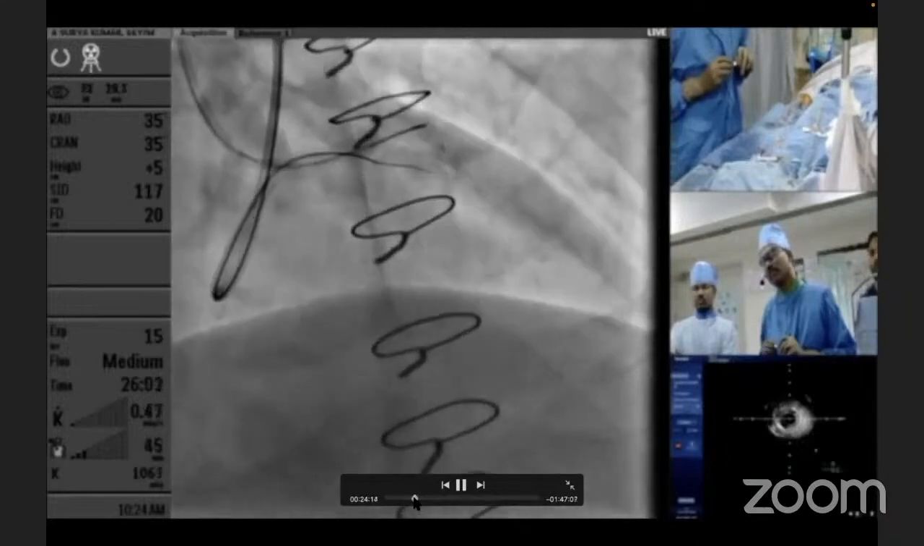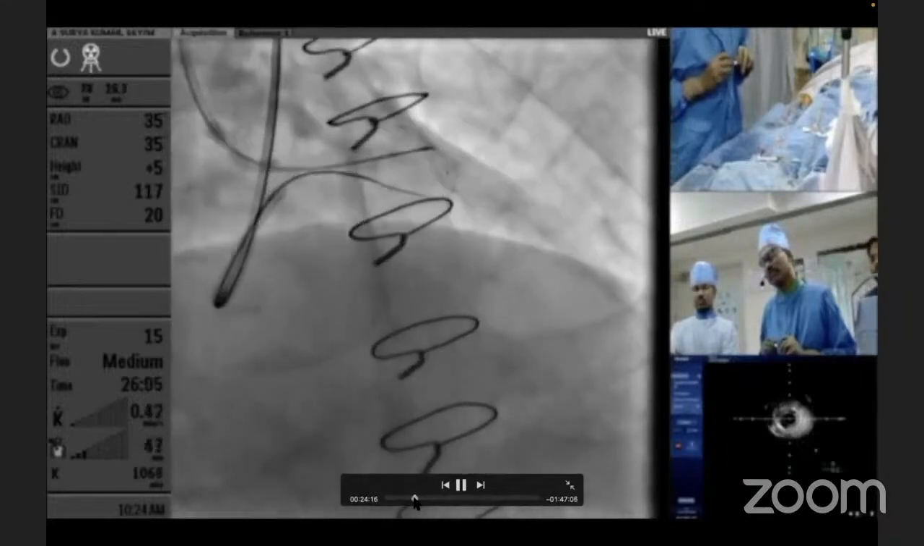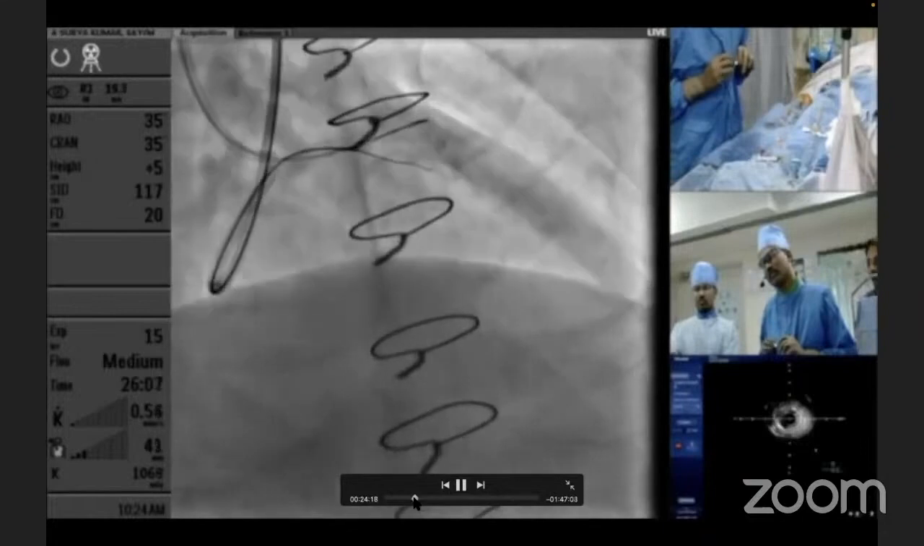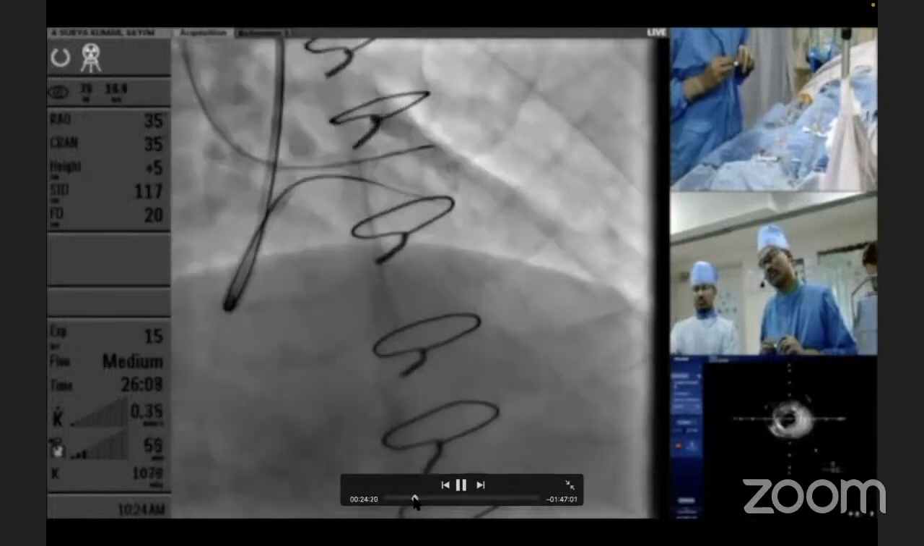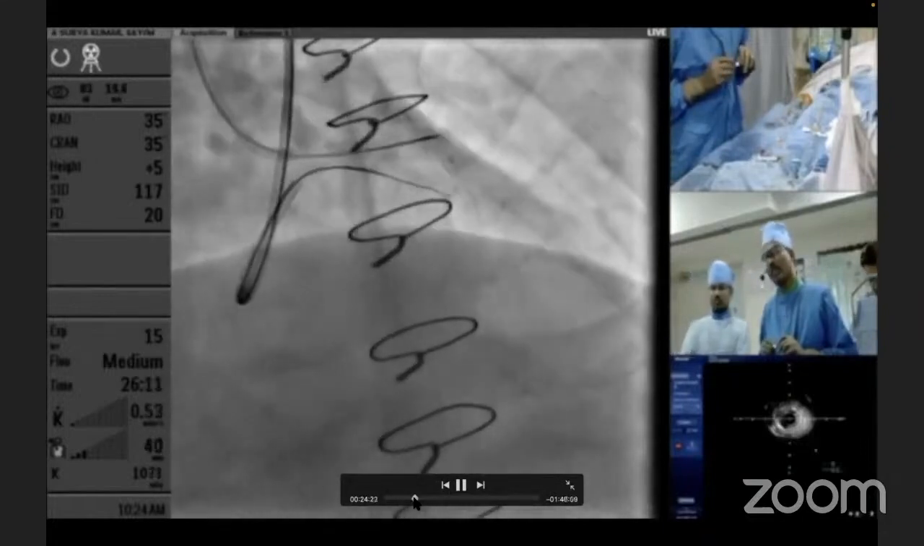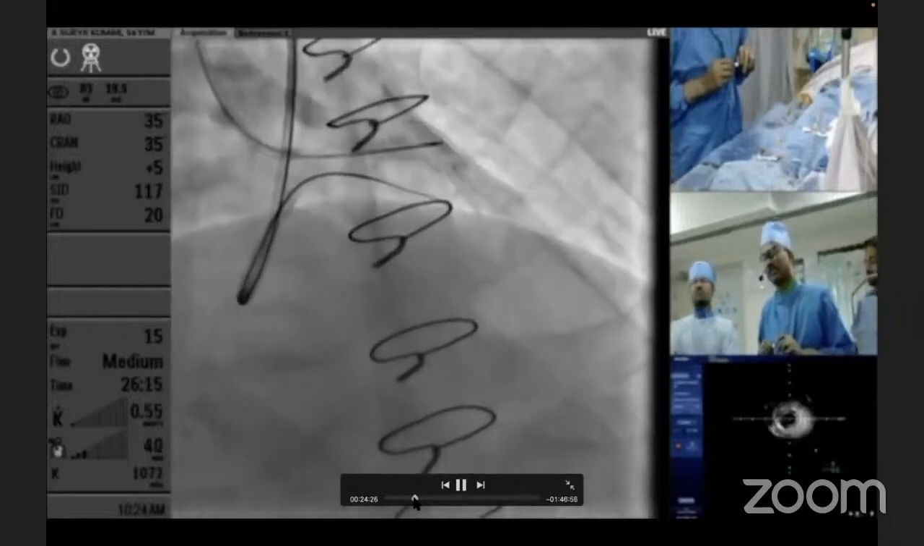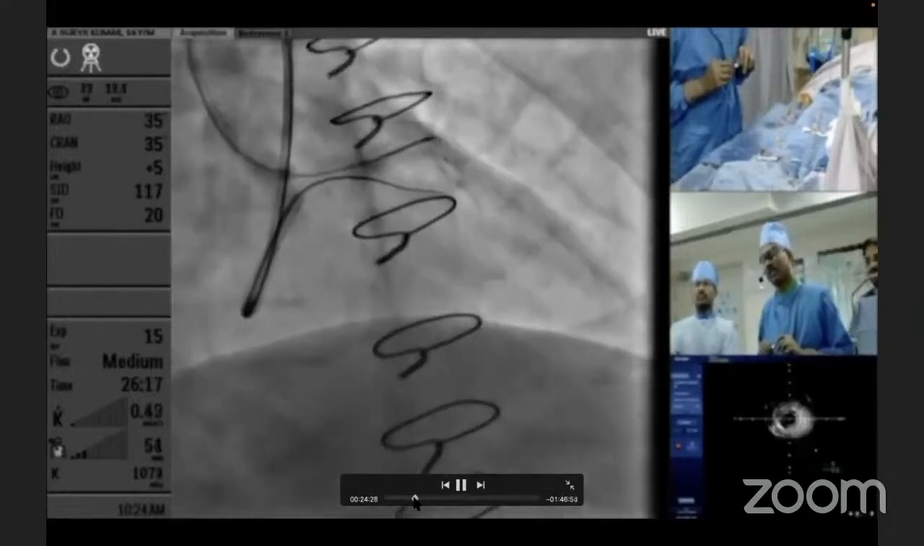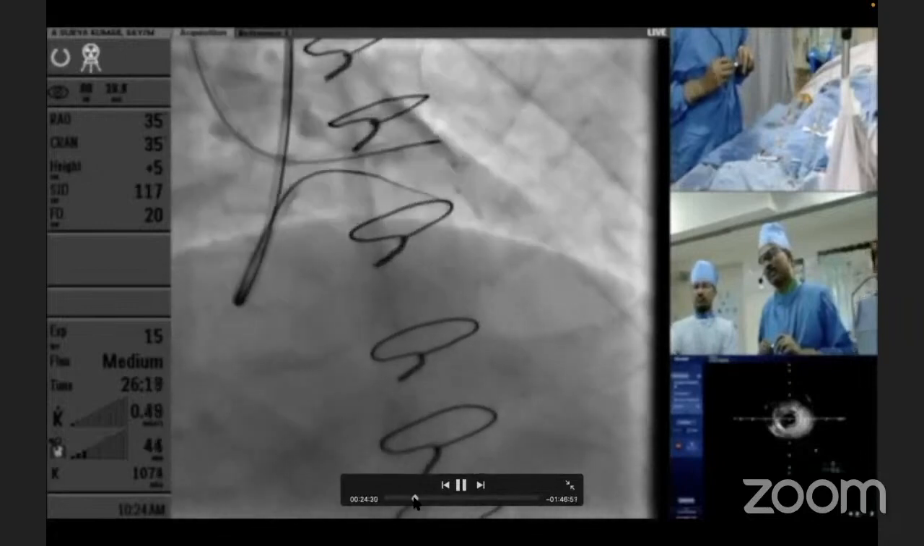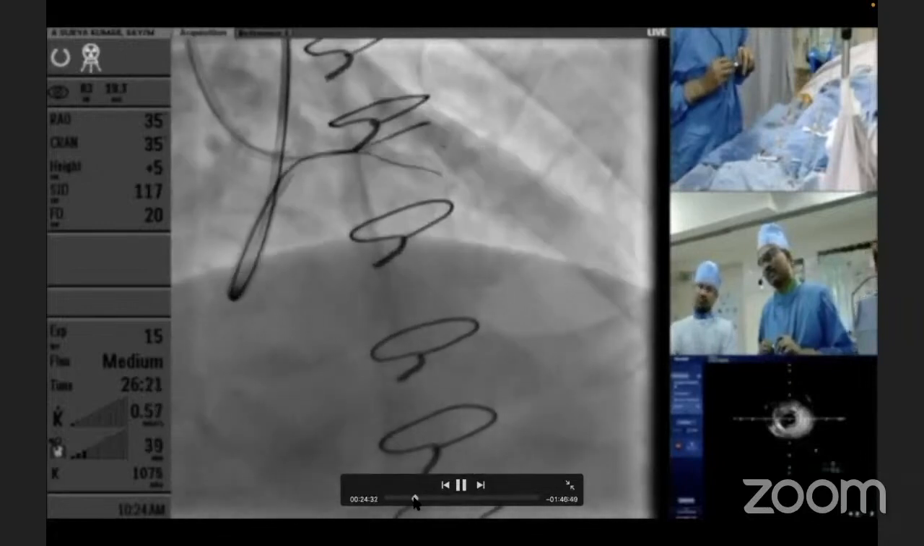Yes, there is a CTO, and the vessel is also diffusely diseased proximal to the CTO. I'm not sure whether the double lumen would have gone deeper so that I can escalate wire from the proximal cap. That was the only concern I had.